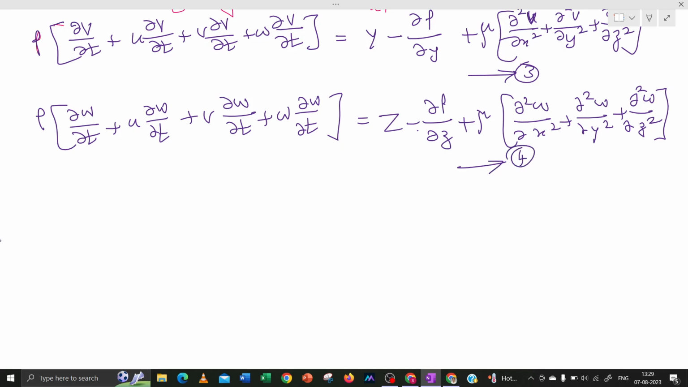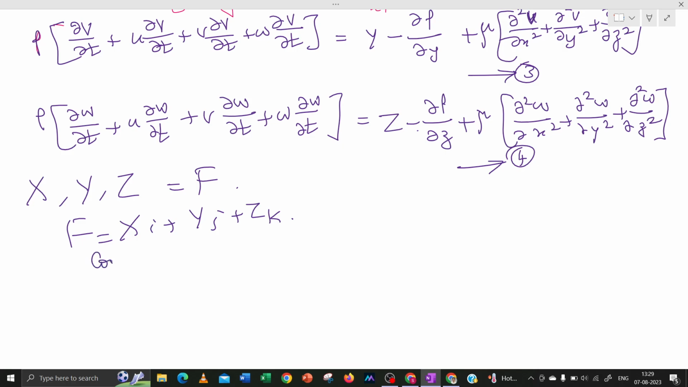Then what are the X, Y, Z here? X, Y, Z is the function. In case the function F can be written as Xi plus Yj plus Zk, then X, Y, Z are known as the components of external forces for the conservative system.